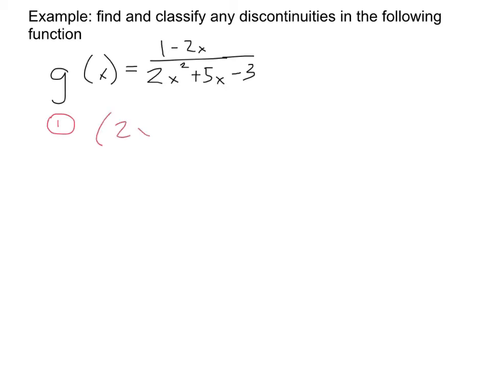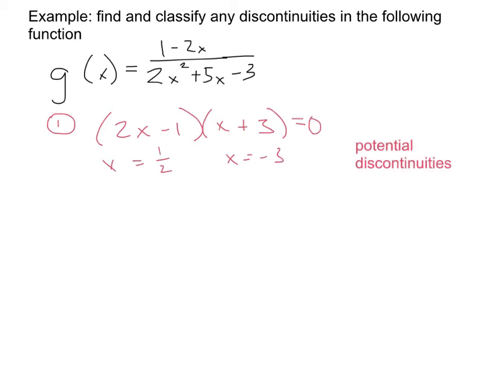If I factor that as 2x and x, so let's see here, we'll have 2x minus 1 and x plus 3, it looks like. And so if we solve these things, we're going to end up with x being 1/2 and x being negative 3. These are my potential discontinuities.